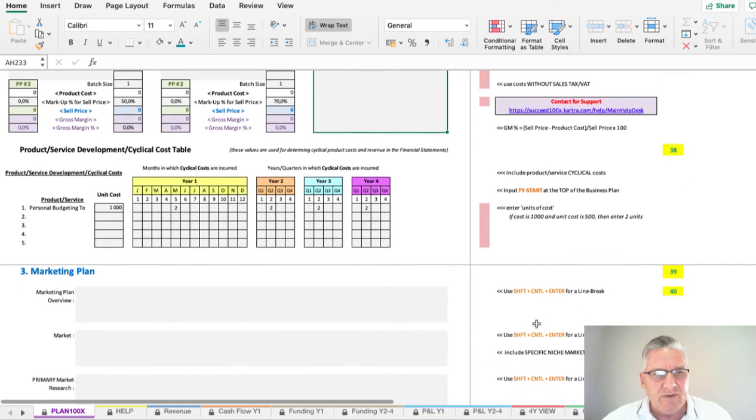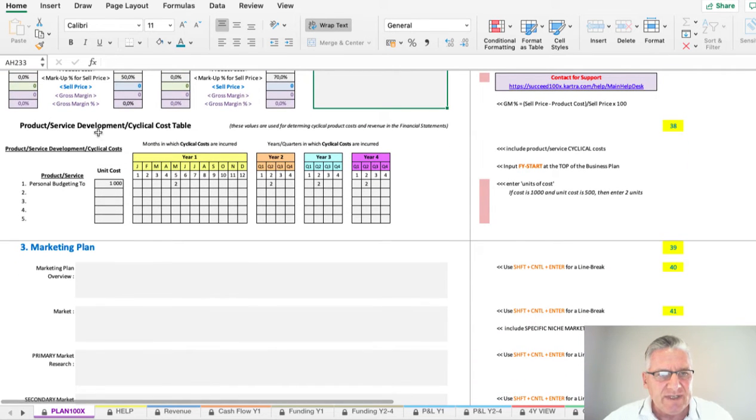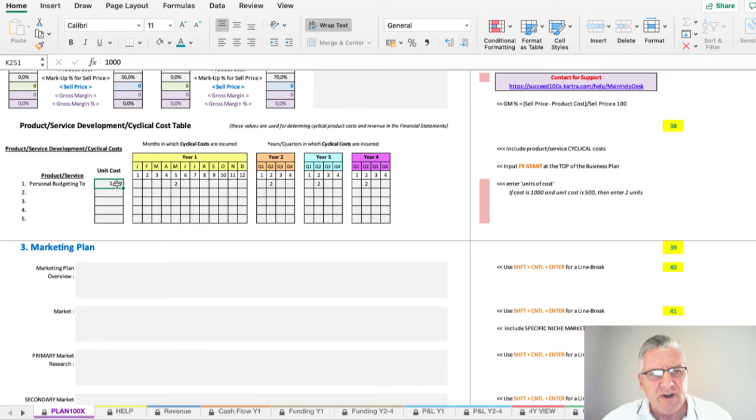The next thing we're going to do is look at the product and service development cyclical cost table. And what this allows for is costs related to the product throughout the year, but not in terms of manufacture of that product. So we use here, for example, with this first product of ours, this personal budgeting tool, we're putting in a cost unit of $1,000. And then we're indicating at what points throughout the year, or year 2, year 3, year 4, in terms of the quarters, we're going to be incurring those costs.